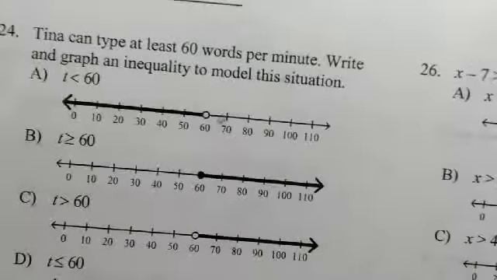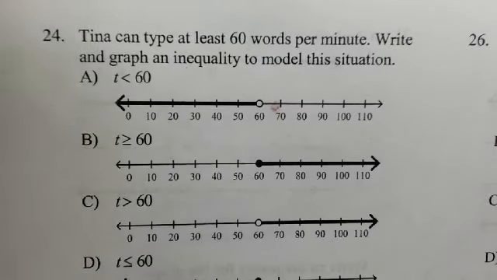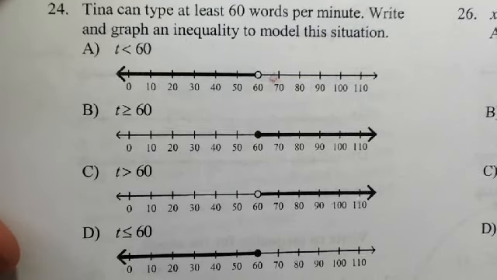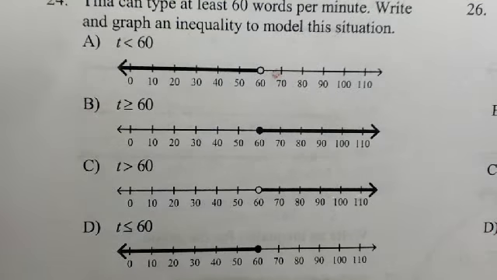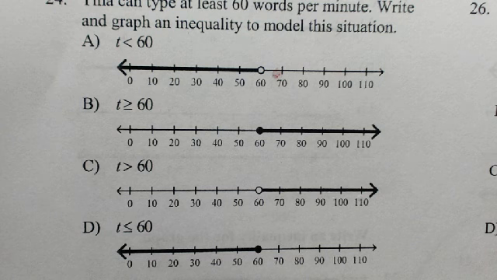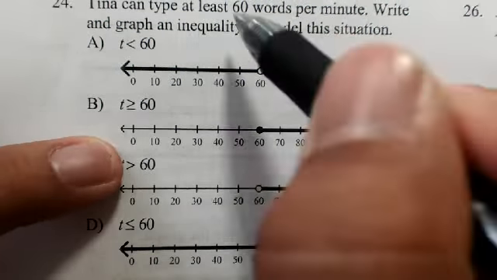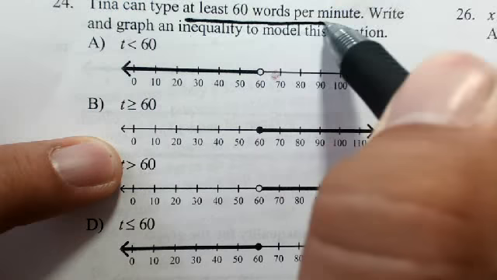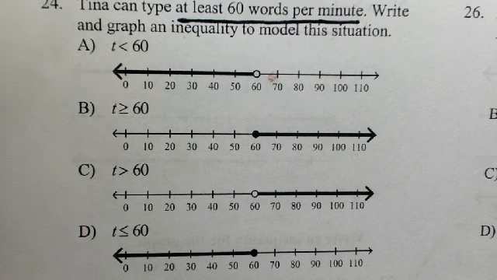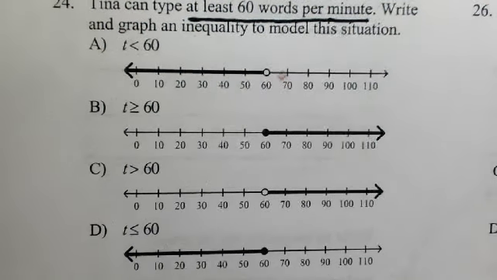The next question, number 24. Can you please read that, Franco? Nina can type at least 60 words per minute. Graph the inequality, model the situation. The key word here is at least 60 words per minute. The words at least 60 words per minute mean 60 words or what? Or more, right? 60 words or more. So it has to be greater than or equal to 60.